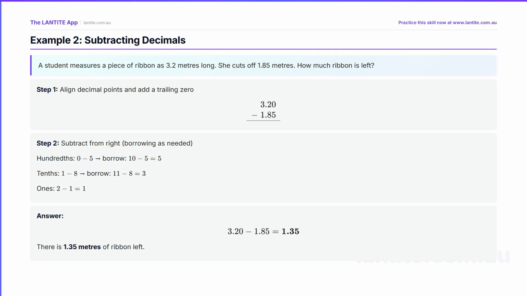Tenths, 1 minus 8, borrow again. 11 minus 8 is 3. Ones, we had 3, borrowed 1, leaving 2. 2 minus 1 is 1. The answer is 1.35 meters of ribbon remaining.